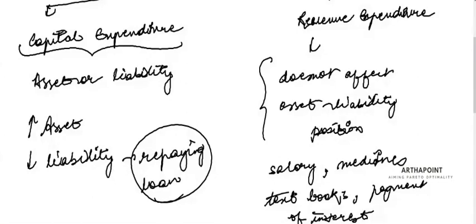So, the two main types of receipts or expenditures are capital or revenue. Capital is anything which is affecting asset or liability. Revenue does not affect asset or liability.